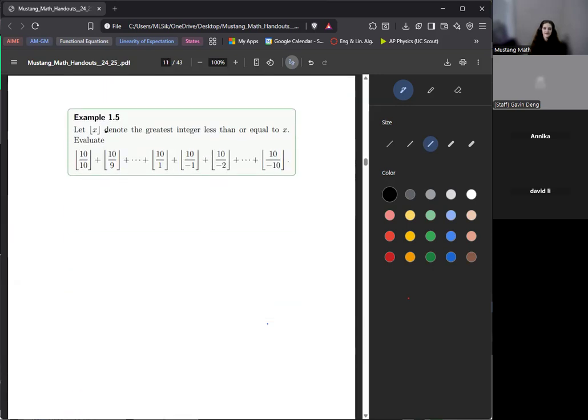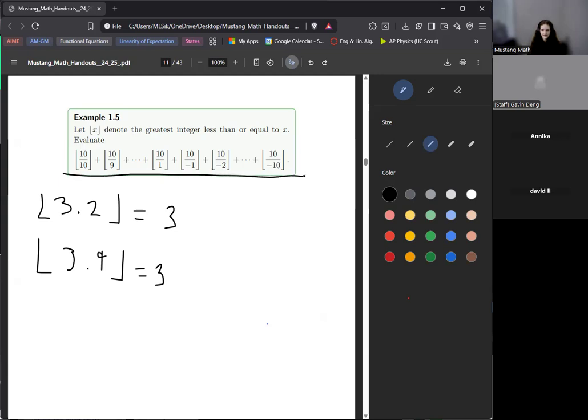So on this next one, it said, let floor of x denote the greatest integer less than or equal to x. For anyone who isn't familiar, it's like rounding down. For example, floor 3.2 is equal to 3. Floor 3.9 is also equal to 3, because it's the greatest integer less than or equal to x, just rounding down no matter what the decimal is. So here it's asking us to evaluate this list, where we have 10 over every single integer between 10 and -10. They didn't include 0 for obvious reasons, because you can't really divide by 0.